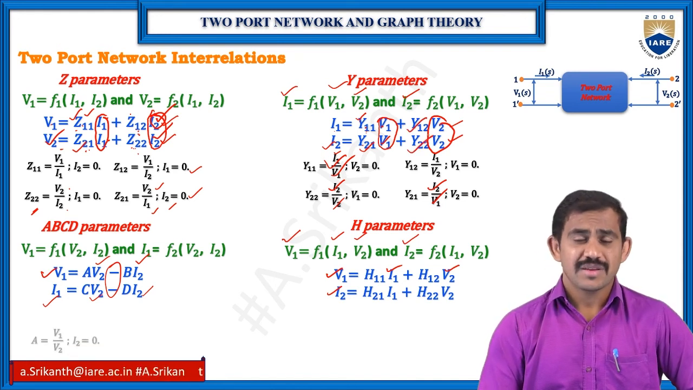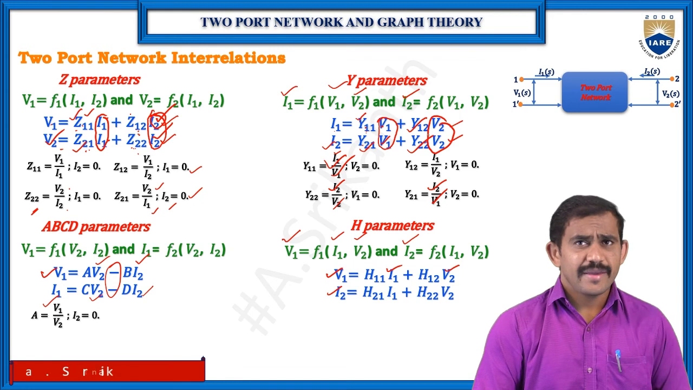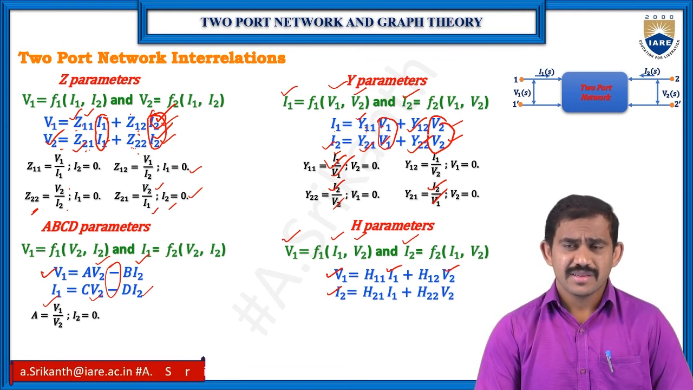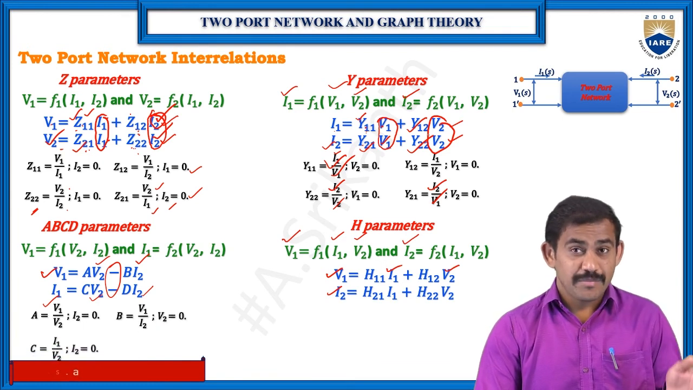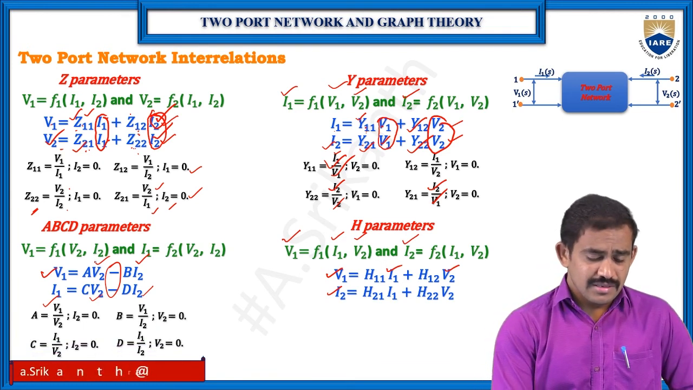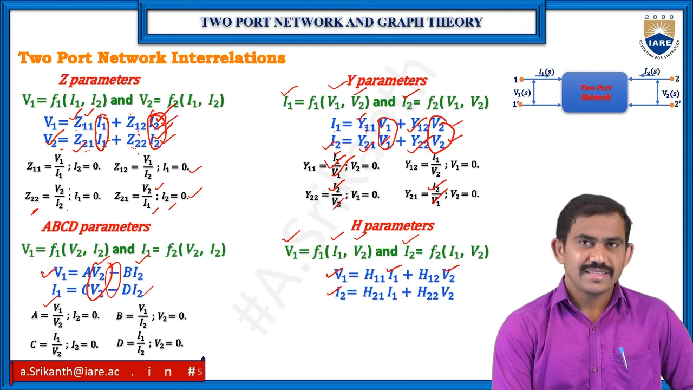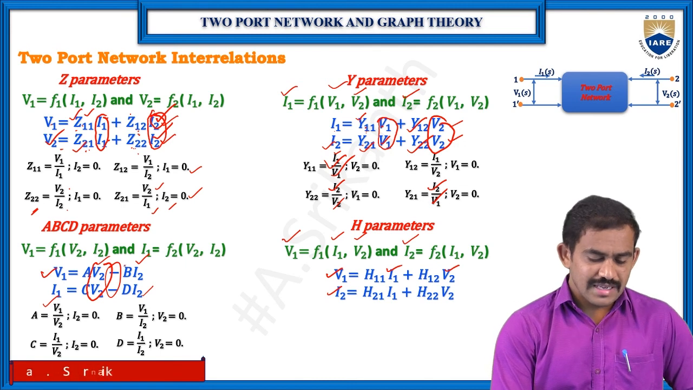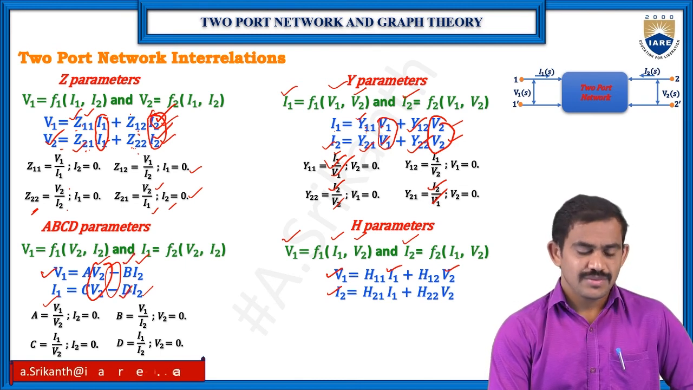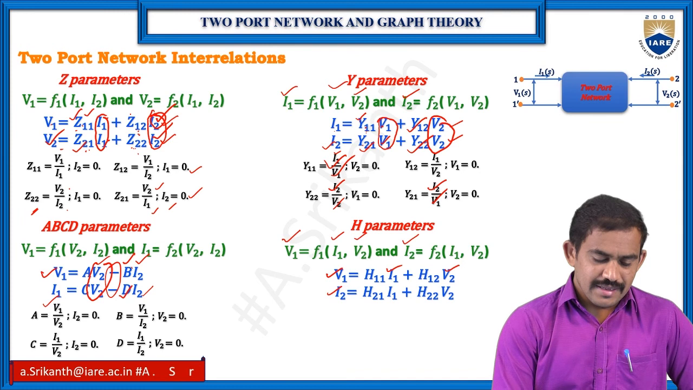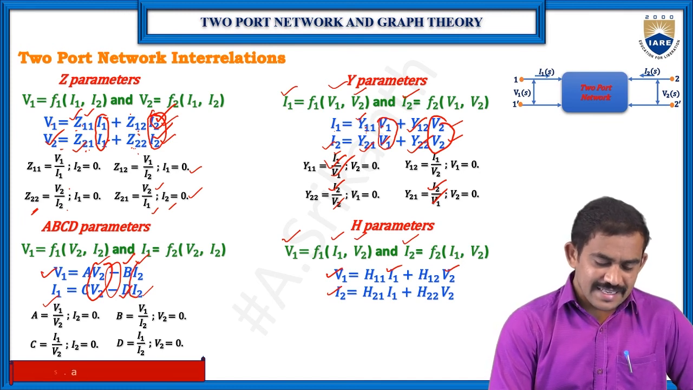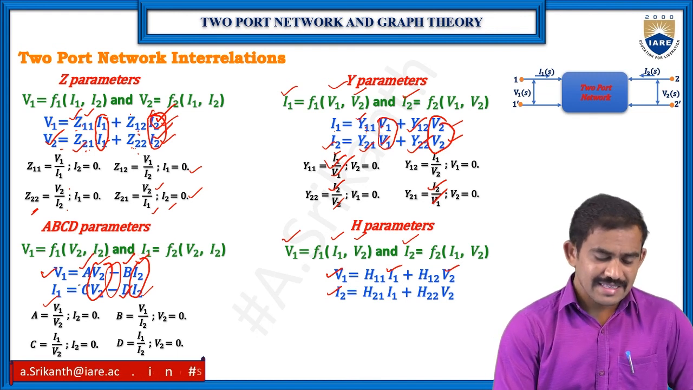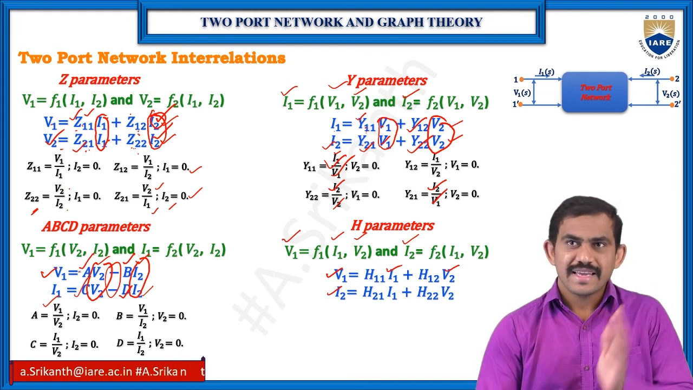Now coming to ABCD parameters. So A, B, C, D, same as your Z and Y parameters. Now if I want a particular value, when the secondary side voltage is short circuit, the secondary side voltage is 0, I will get the B and D values. If the secondary side current is open, so the second side is open and I2 is 0, then I will get the A and C values.